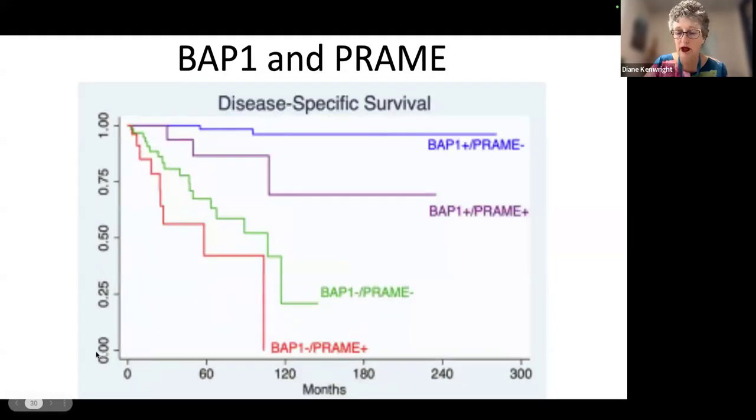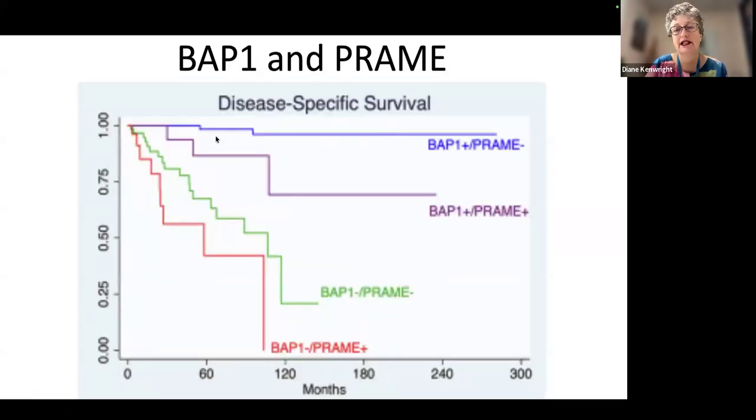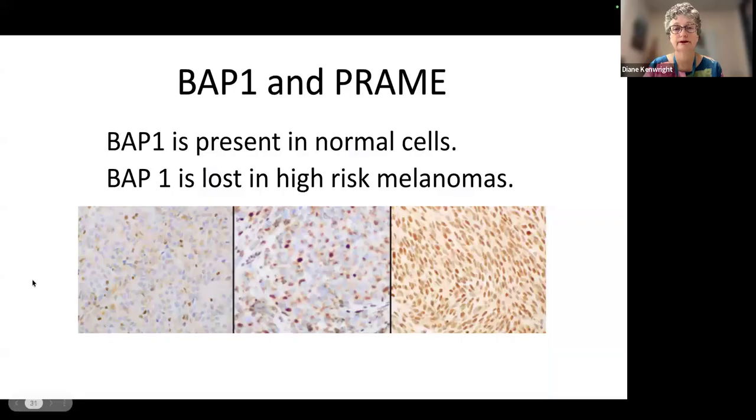The previous slide is metastasis-free survival, and the disease-specific survival shows exactly the same thing. BAP1 loss is bad. If it's combined with PRAME, we have an even worse outcome. BAP1 positive has a better outcome. If the PRAME's abnormal, it's not quite as good. Let's have a look at some immuno.